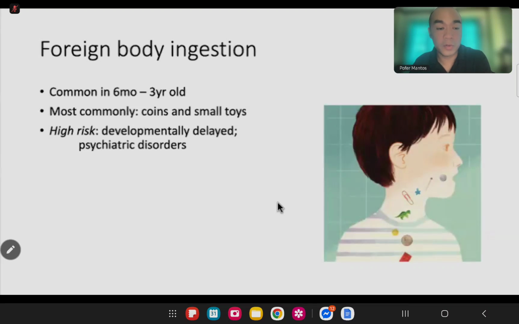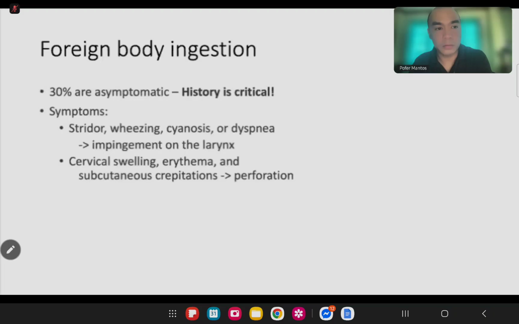It's more frequent among those who are developmentally delayed and those with psychiatric disorders. So if we encounter such patients in the future, we really have to advise the parents to keep the small objects out of their reach, because they are the population at risk for foreign body ingestion. History is very important because some of these patients may be asymptomatic initially.